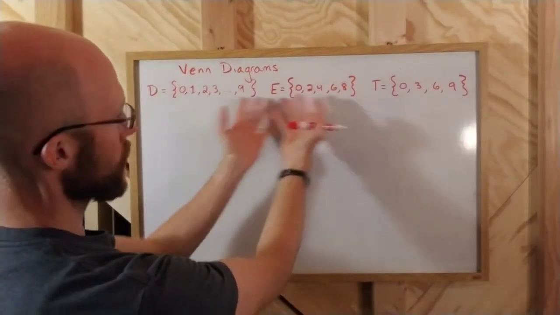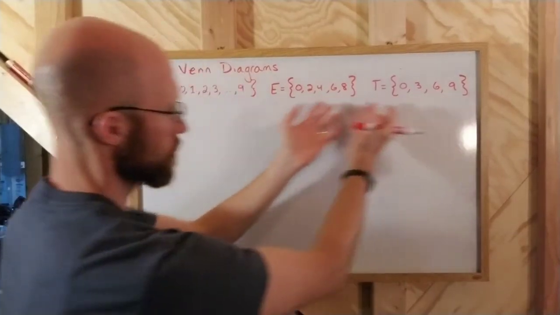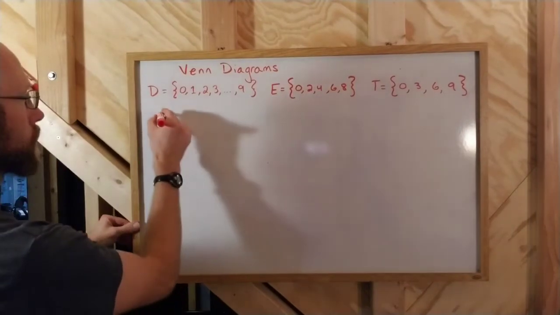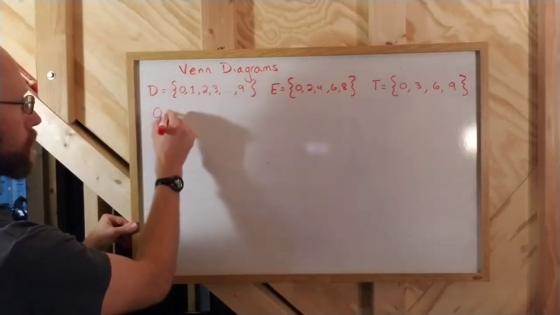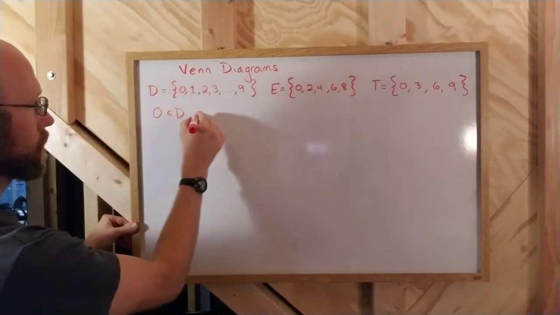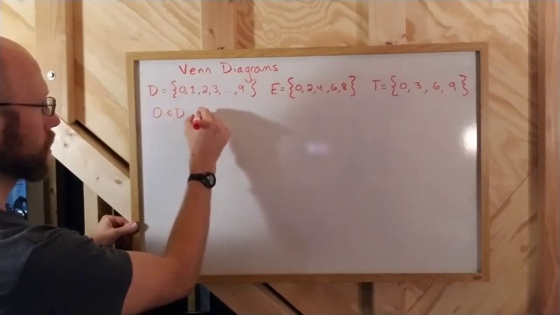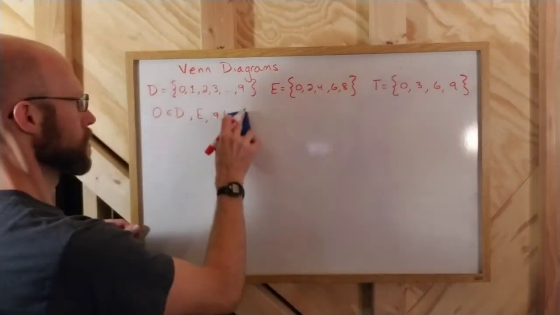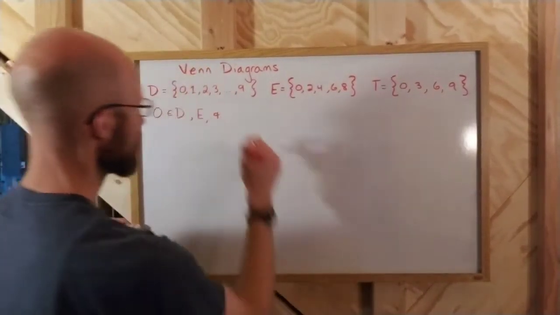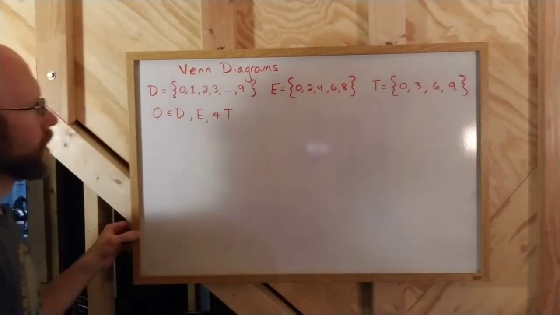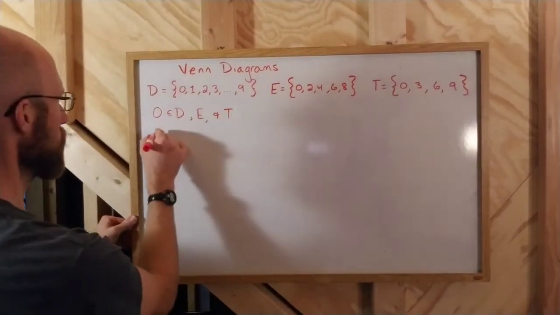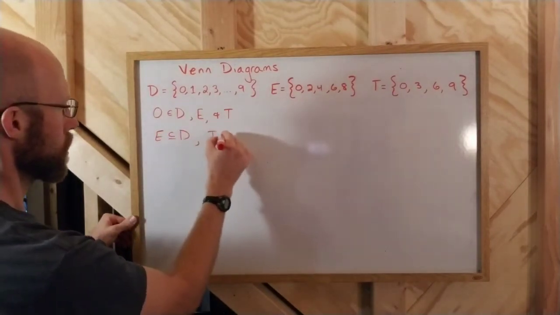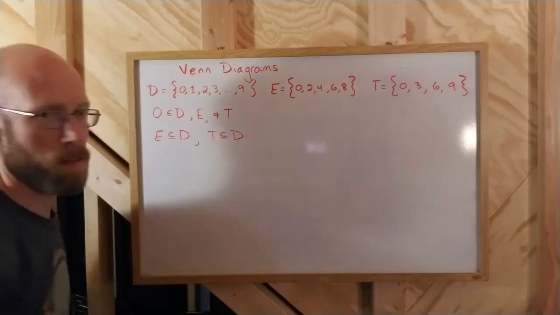All of the elements of E fall into D, and all of the elements of T fall into D. So that gives us some subset ideas, right? So we know that 0 is an element of D, E, and T, just going alphabetical there. We would say that E is a subset of D, and T is a subset of D.